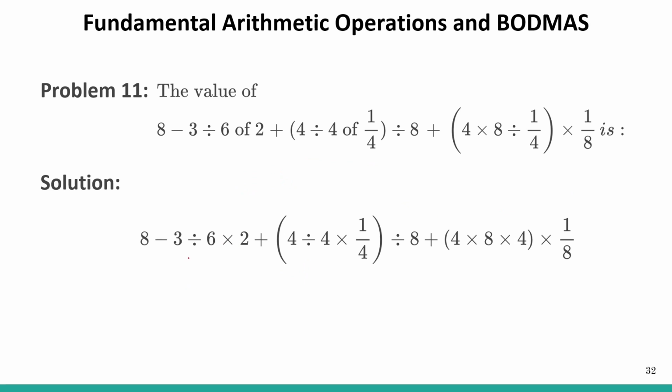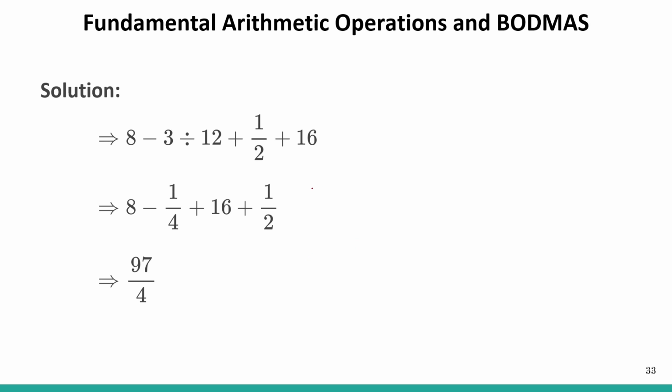So it is equal to 8 minus 3 divides 6 into 2 and this. The solution will be, after removing the brackets, what will be left with us is this one. After removing the divisions, what will be left is 3 by 12 is equal to 1 by 4. So it will be replaced here, and this is what we are left with. Then we add the positive terms first, that is plus 8 plus 16 plus 1 by 2. This is 24 plus 1 by 2, so 24.5, or 49 by 2.